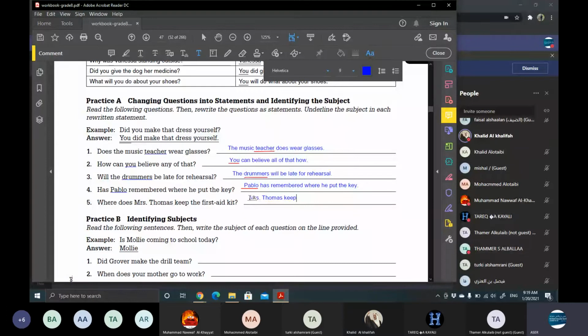I cannot say keep. I have to say keeps, or does keep. Of course, in regular English, we just say Mrs. Thomas keeps. But here, because we need to just change the arrangement, we do not change anything, just the arrangement of the question. So we will put does. Mrs. Thomas does keep the first aid kit.